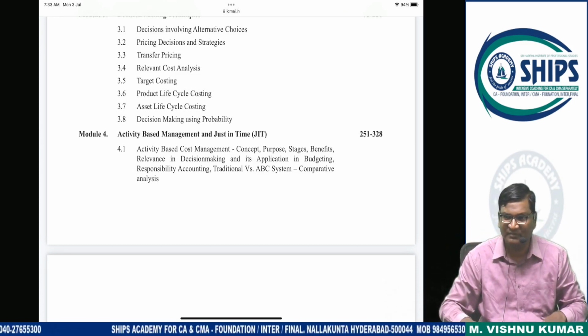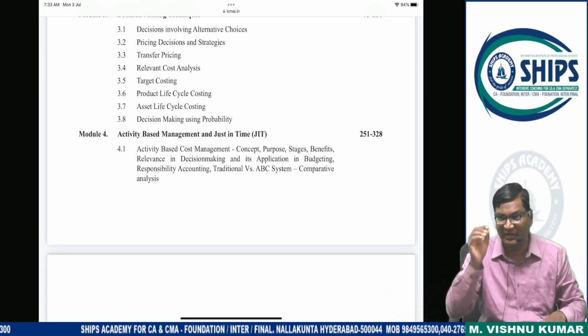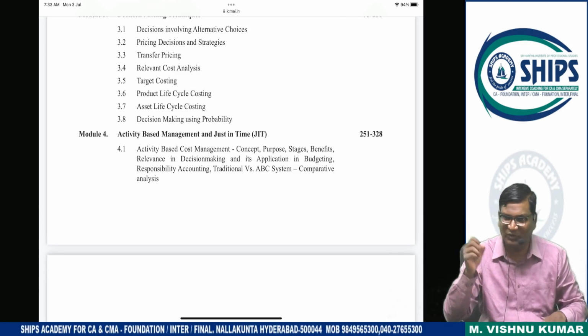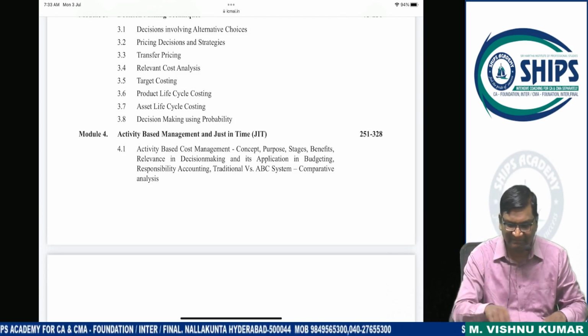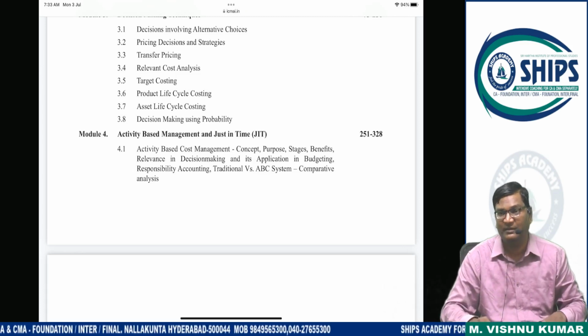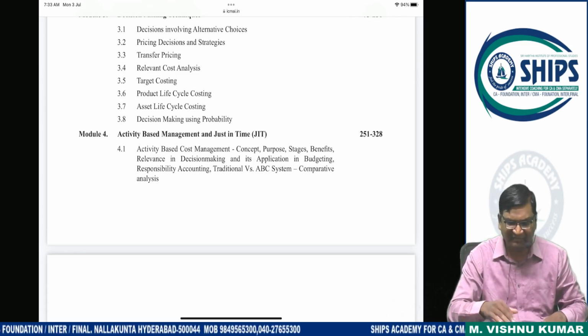Understand? So this will reduce cost or not? Storage cost, carrying cost. That's why this system is also very popular right now. Clear? So in detail we will discuss this.